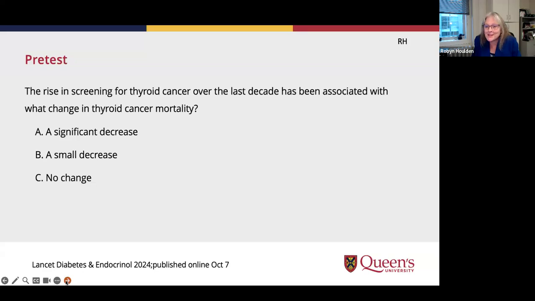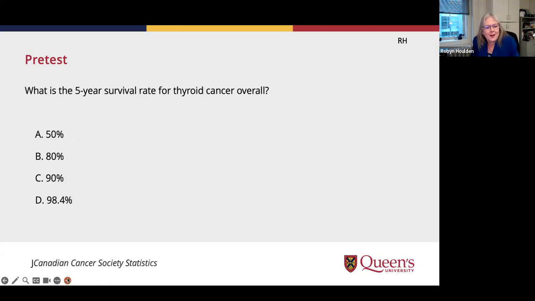And we're all mixed all over the place. That's great. We'll see at the end whether it's been a decrease or no change. And then ready for the next question. What's the 5-year survival rate for thyroid cancer overall? So the overall 5-year survival rate, 50%, 80%, 90%, or 98.4%.